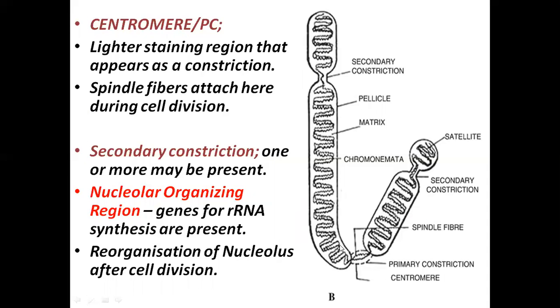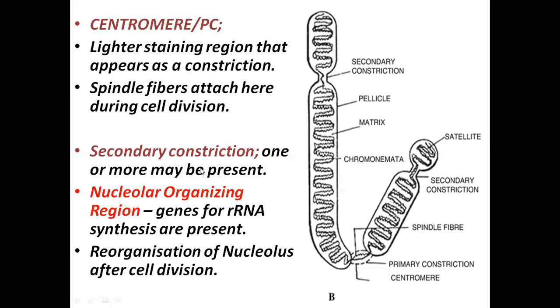Now, apart from the primary constriction, a chromosome also has a secondary constriction. There can be one or more present on a single chromosome. As you can see in this image, this is one particular secondary constriction that we are coming across, and then yet another secondary constriction in the same image. So it is possible that there can be one or more than one secondary constrictions present in a chromosome.